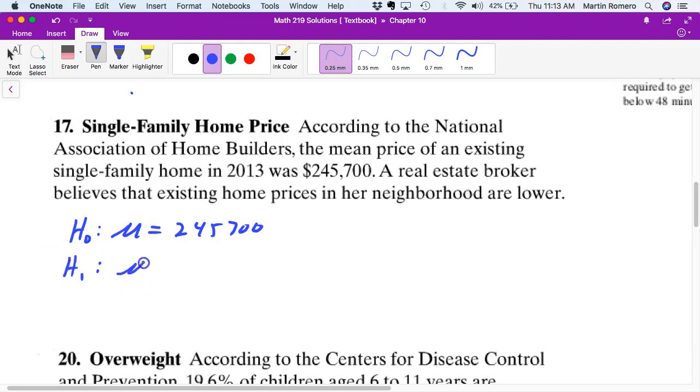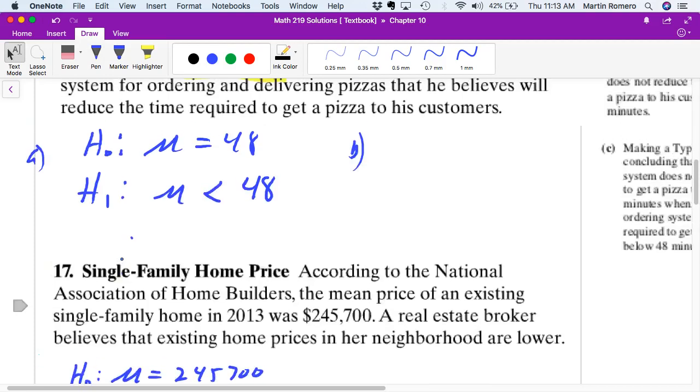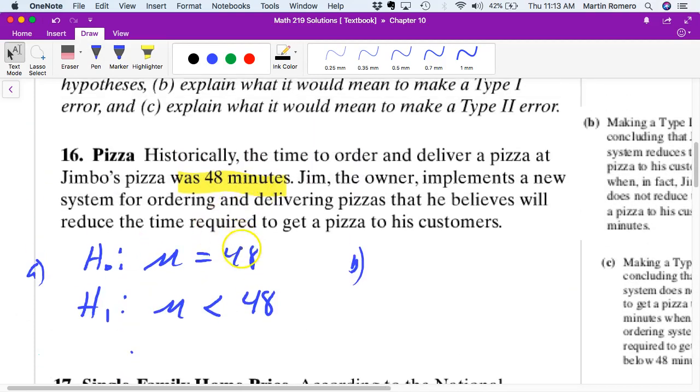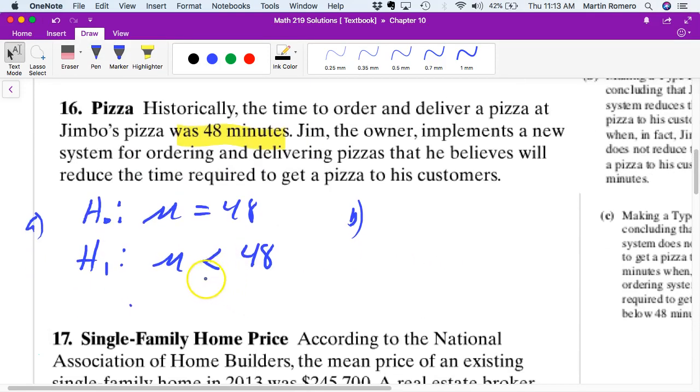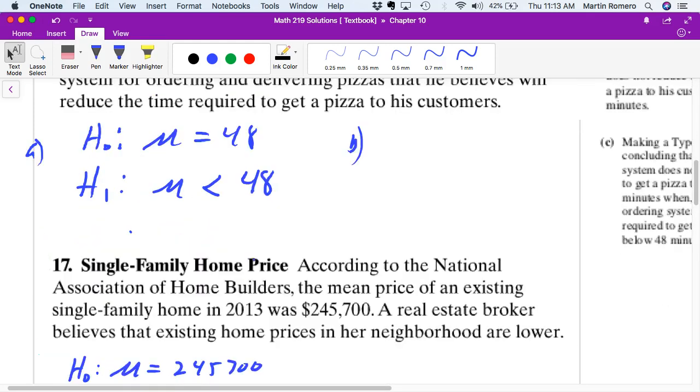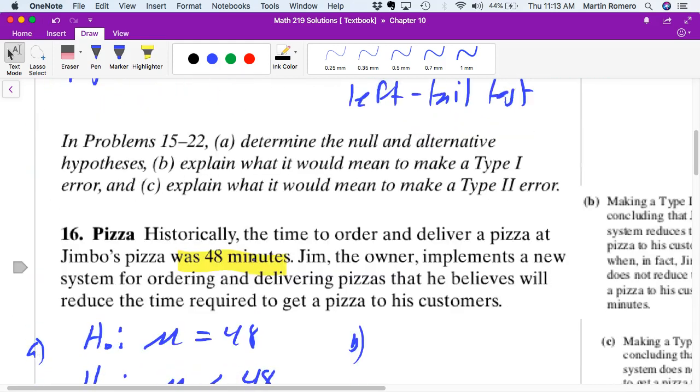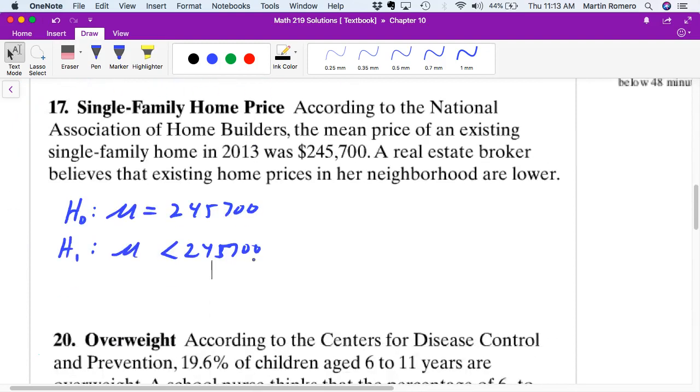The alternative is that the mean is less than. So we want to see if there's evidence to support the real estate broker. And again, just coincidentally, these both turn out to be left-tail tests, both mean values, but again, we can involve proportions or means in these situations.